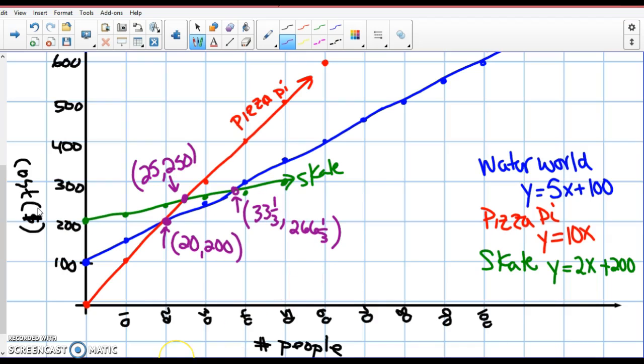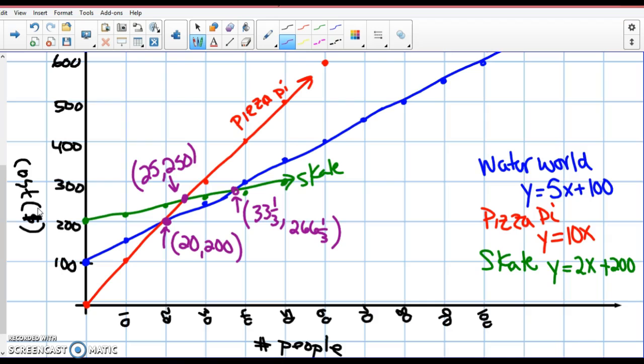In this problem, we have 3 intersections. The only one that you can actually solve by graphing was this one right here, because the red line and the blue line both go through (20, 200). So that was an easy one. So, Pizza Pie and Waterworld: if you had 20 people it would cost you $200 at either one of those parties. They would be equal in cost.